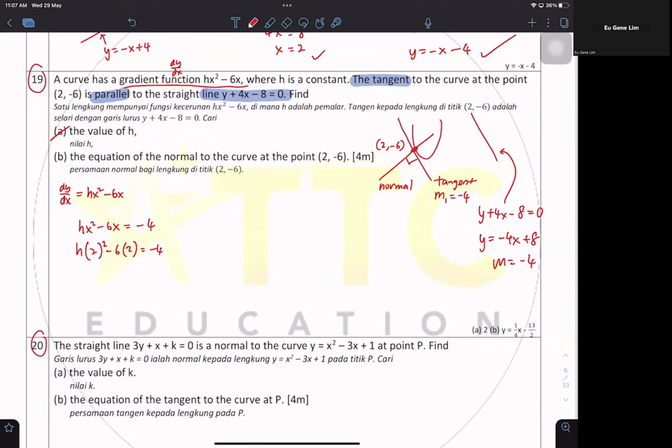Then you will be able to find the h. Very good. Plus 12, bring over plus 12. 8. 8 over 4 is 2. Very good.